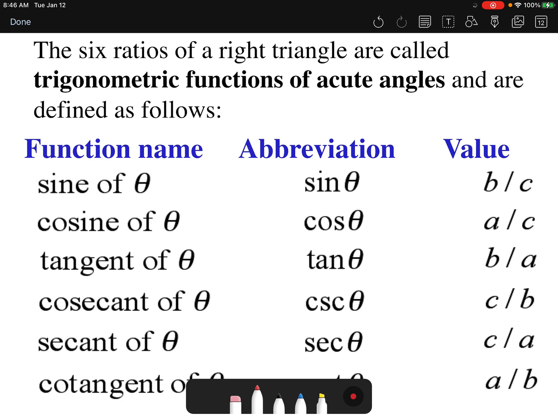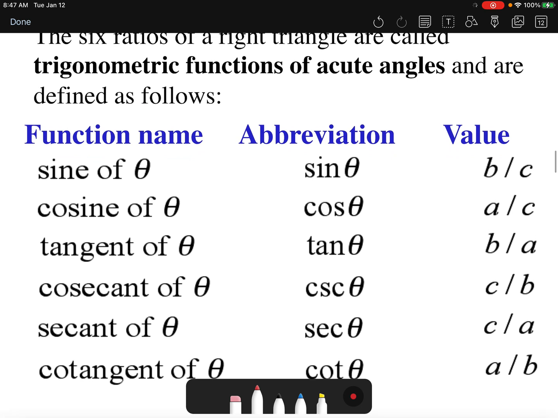So the 6 ratios of a right triangle, I think we know all of them. We just learned them in a different way the first time. The second time you learned them was in this class with the unit circle, and now we're back to just looking at right triangles instead of a unit circle.